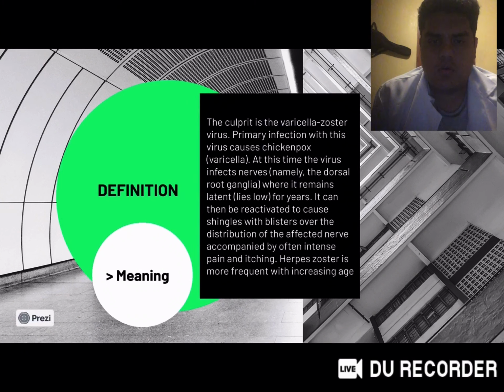At this time, the virus infects nerves, namely the dorsal root ganglia, where it remains latent, lies low, for years. It can then be reactivated to cause shingles with blisters over the distribution of the affected nerve, accompanied by often intense pain and itching. Herpes zoster is more frequent with increasing age.